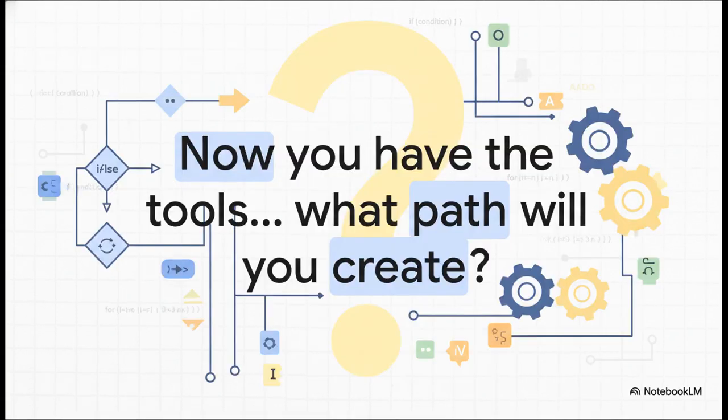See, these aren't just a bunch of abstract rules. They're tools for creating something. They're what let you design logic, solve really cool problems, and build something that can actually respond intelligently to the world around it. So the only real question left is, now that you have the map and the tools to choose any direction, what path are you going to create?